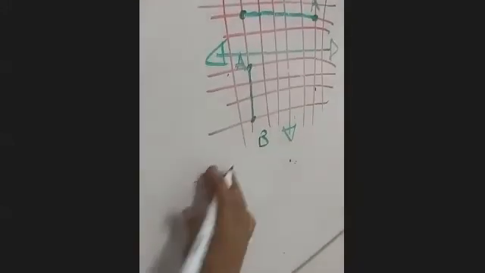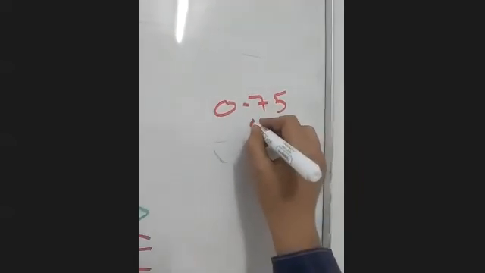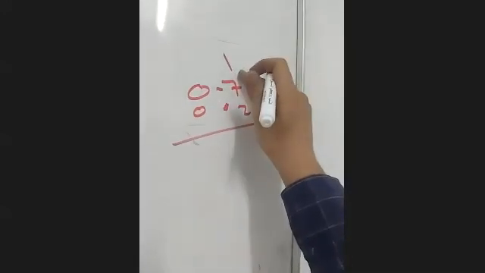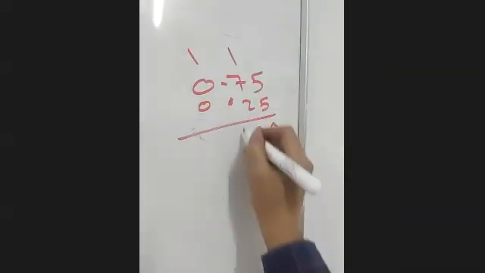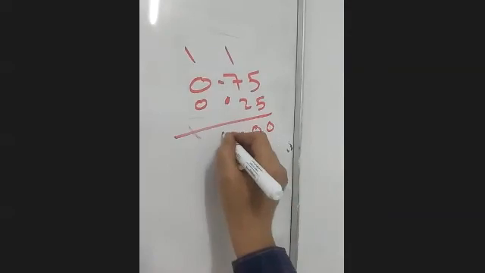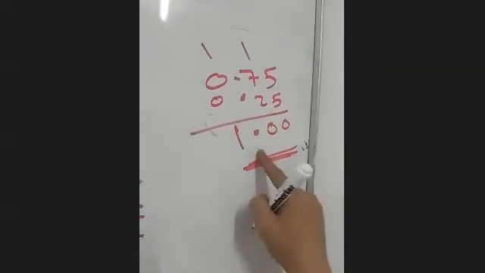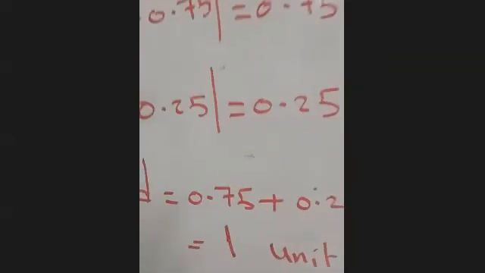How much is 0.75 plus 0.25? If you add them, guys, how do we add? Remember, we put decimal under decimal. Add 5 plus 5, 10, 0, carry 1. 1 plus 7 is 8, plus 2 is 10. Decimal comes down. 1 plus 0, 1 unit.